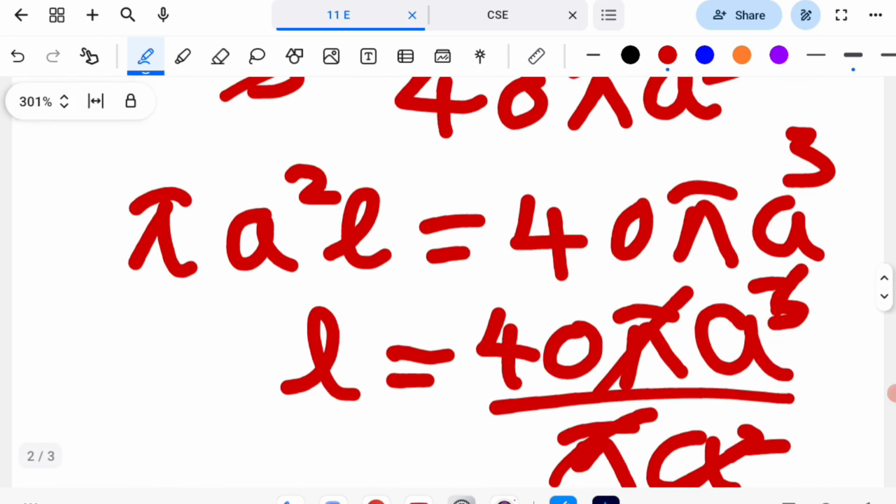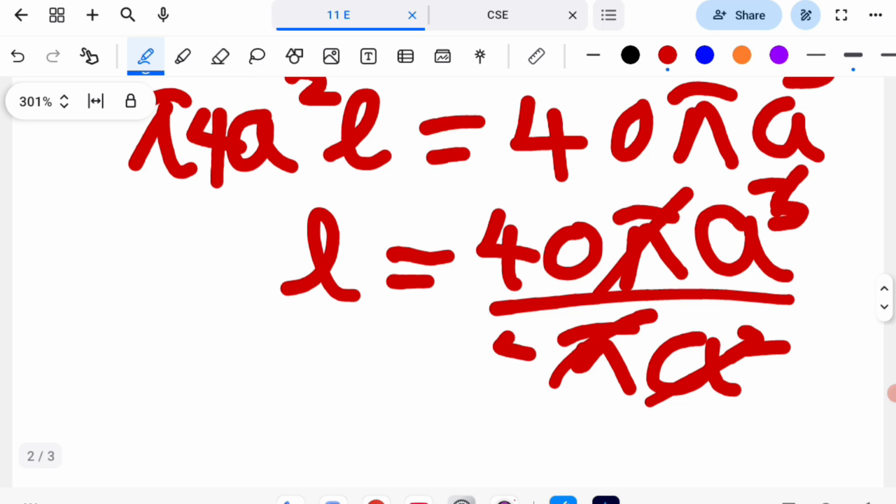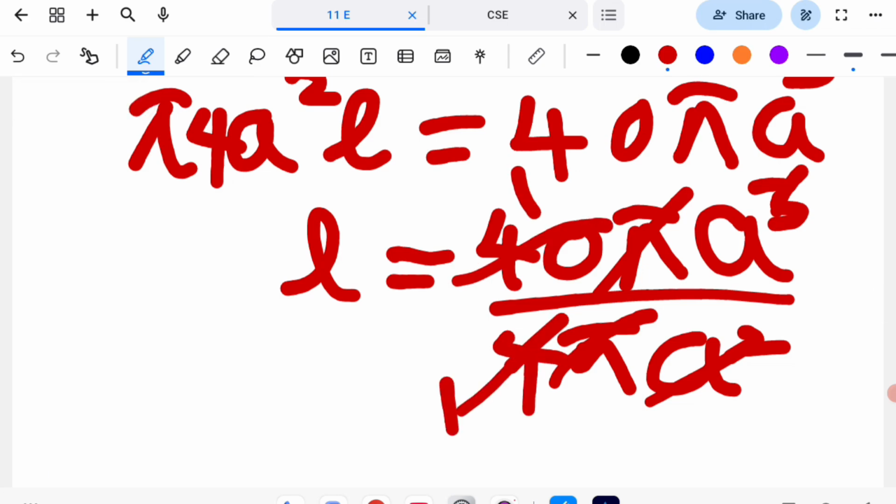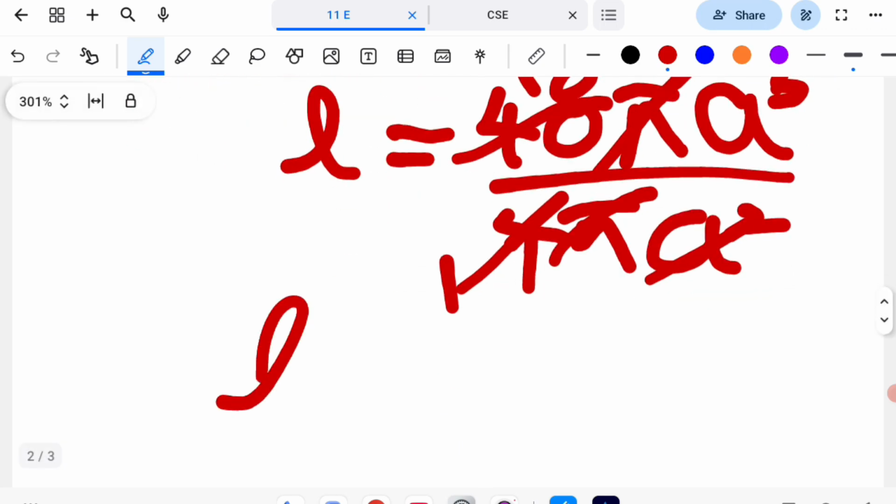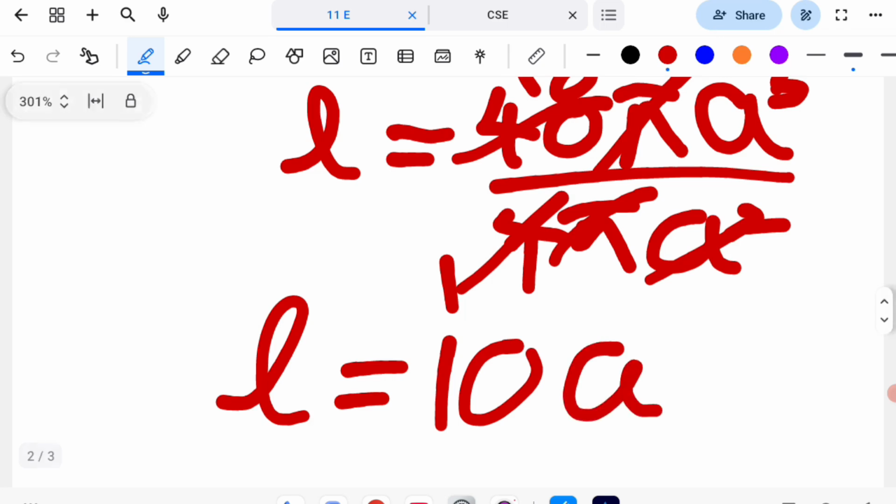Then 4a squared L. Then we can bring 4 to the right hand side. 4 divided by 4, 1. 40 divided by 4, 10. Then we can obtain L is 10a. It is 10 times the radius.